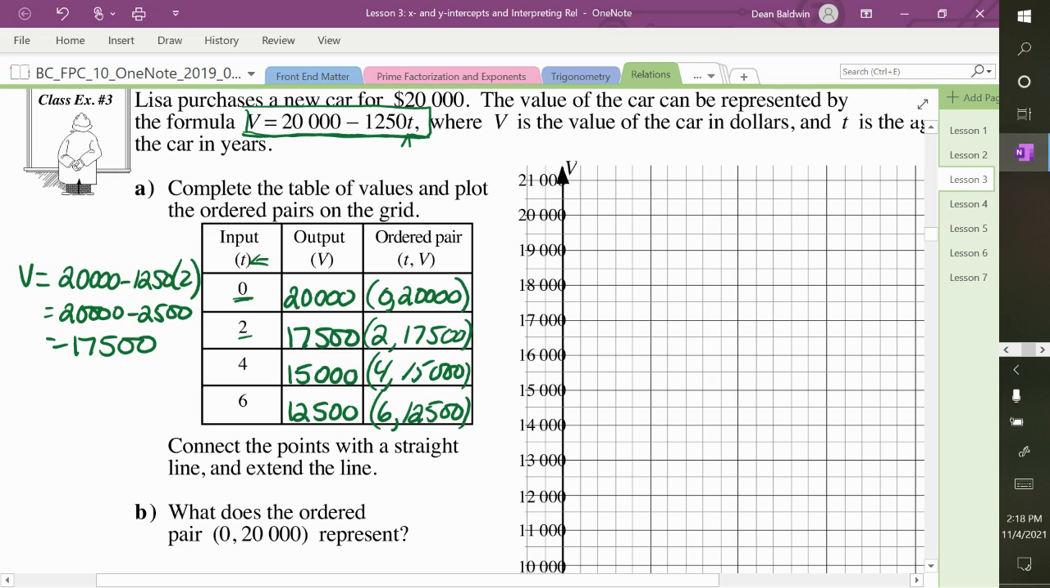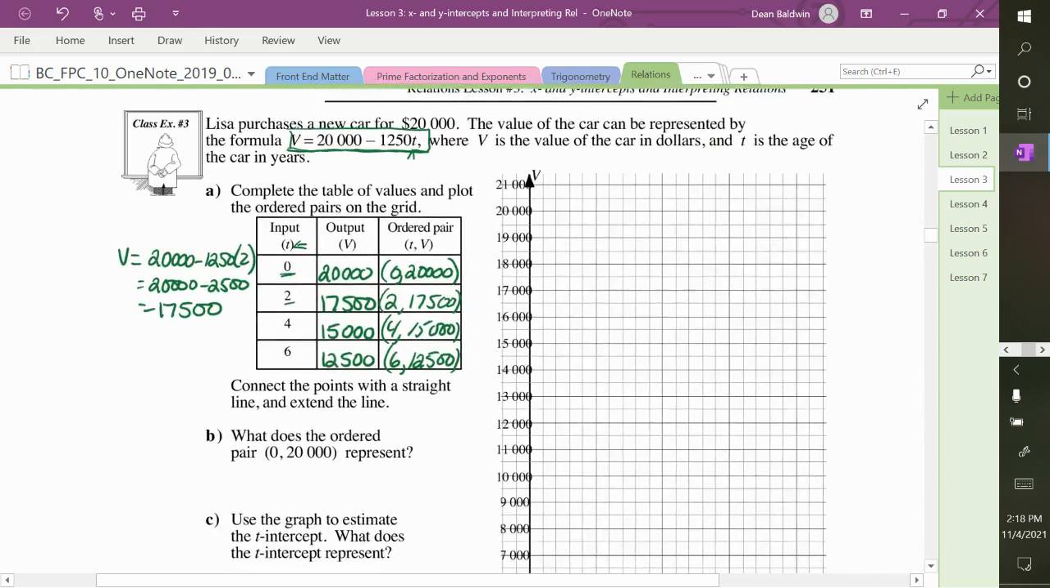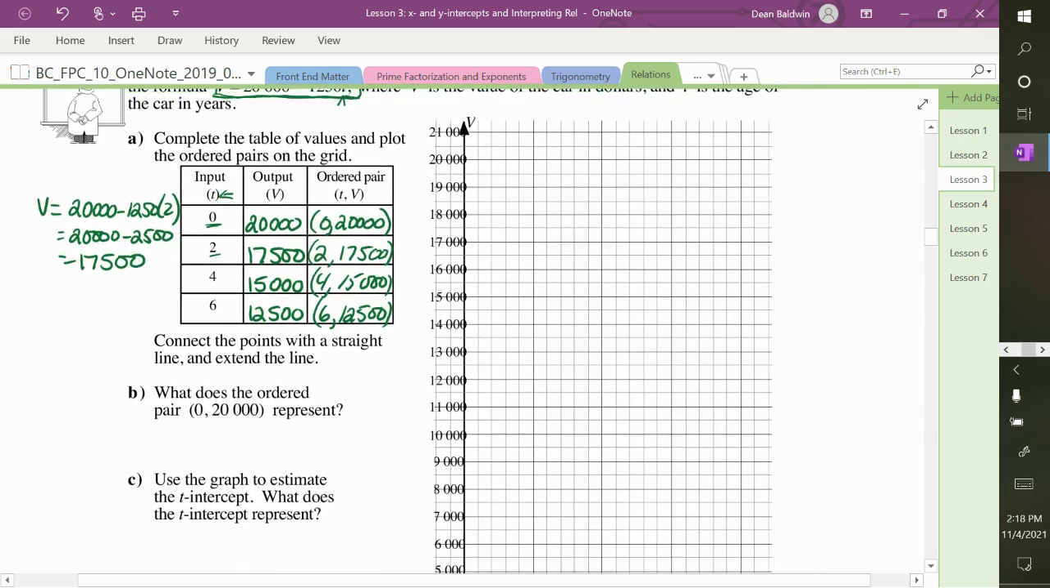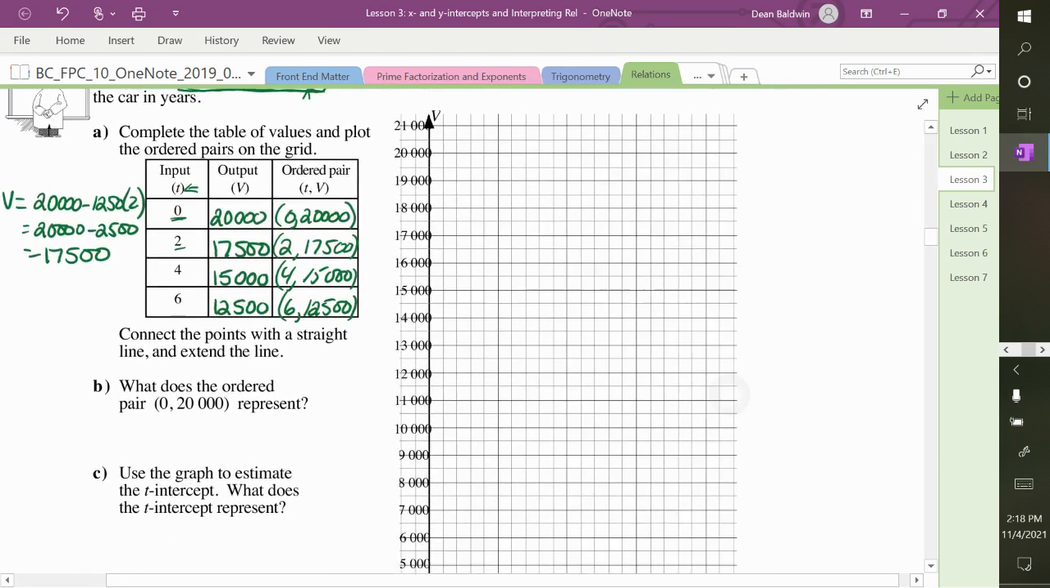Okay. Are we okay with that? It's just completing a table of values like we did before. You're given an equation that describes it. You plug in your x or your y, or in this case, your t values, and it spits out the y value or the value of the function. We're going to plot them on this grid.